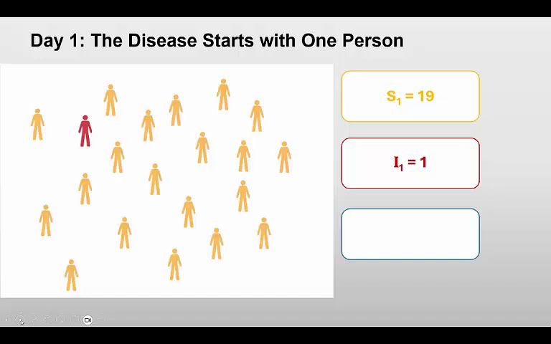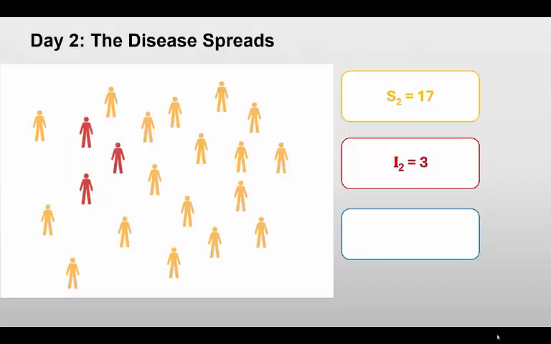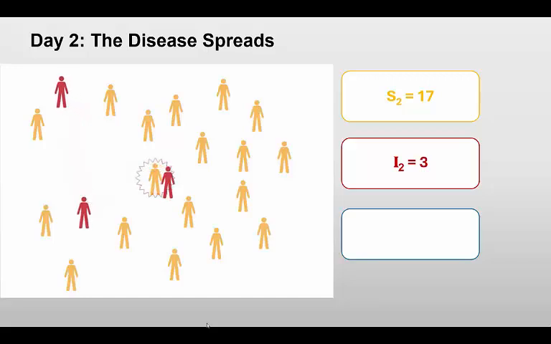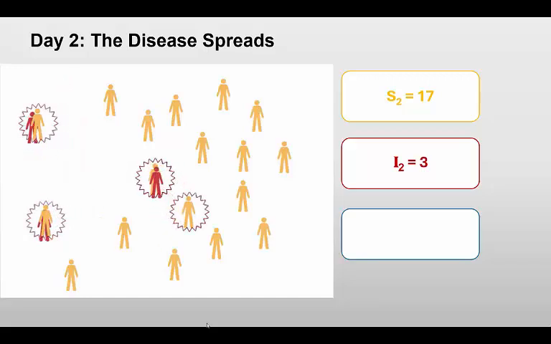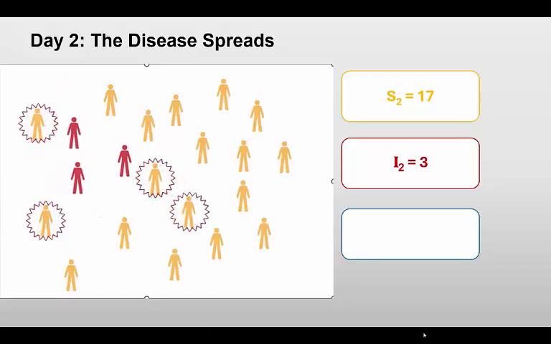This 1 person will move around in the population, and as he moves around, other people will also get infected with this disease. So now on day 2, if you look, we have S with a subscript of 2, meaning the number of susceptible on day 2 is reduced to 17, while the number of infected has grown from 1 to 3. And as these 3 infected people move around the population, even more people will become infected with this disease.